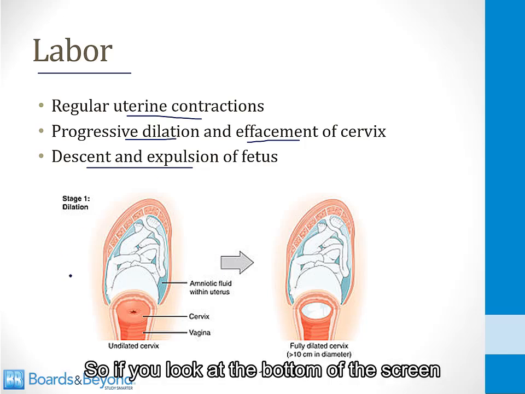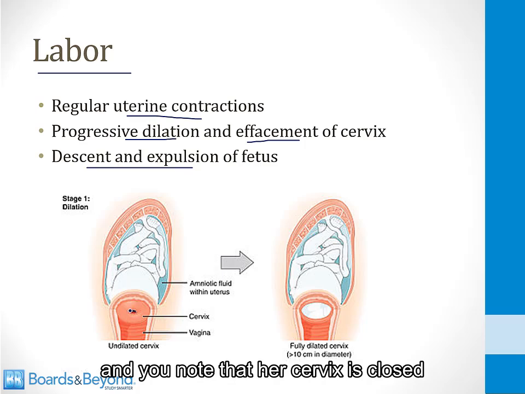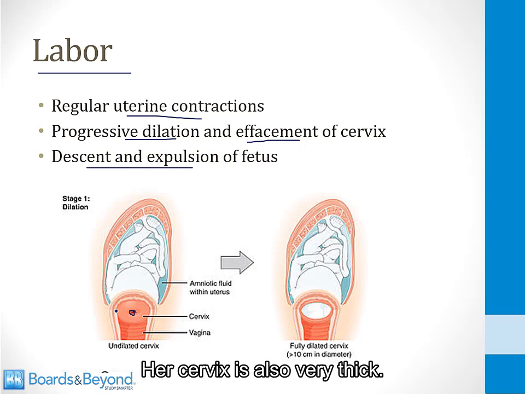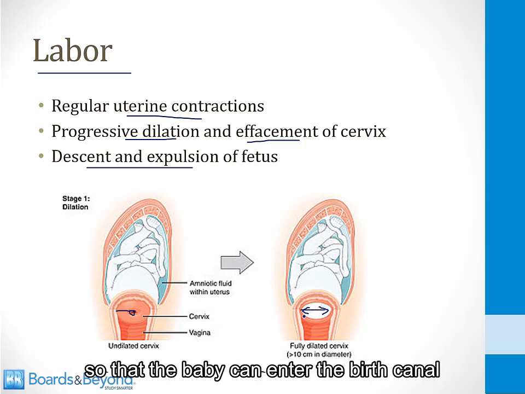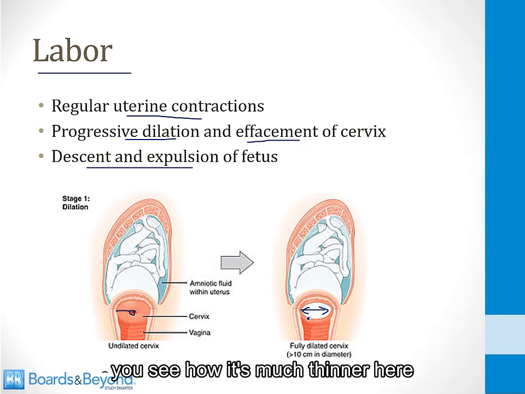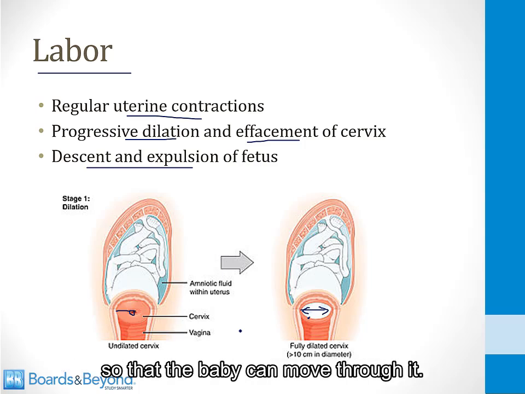If you look at the bottom of the screen, on the left side is a woman who is pregnant, and you note that her cervix is closed, meaning it's a very small hole. Her cervix is also very thick. What happens during labor is that the cervix dilates so that the baby can enter the birth canal, and it also thins. You see how it's much thinner here than in the other picture, and that's the process of effacement of the cervix. It thins and it also becomes more malleable so that the baby can move through it.